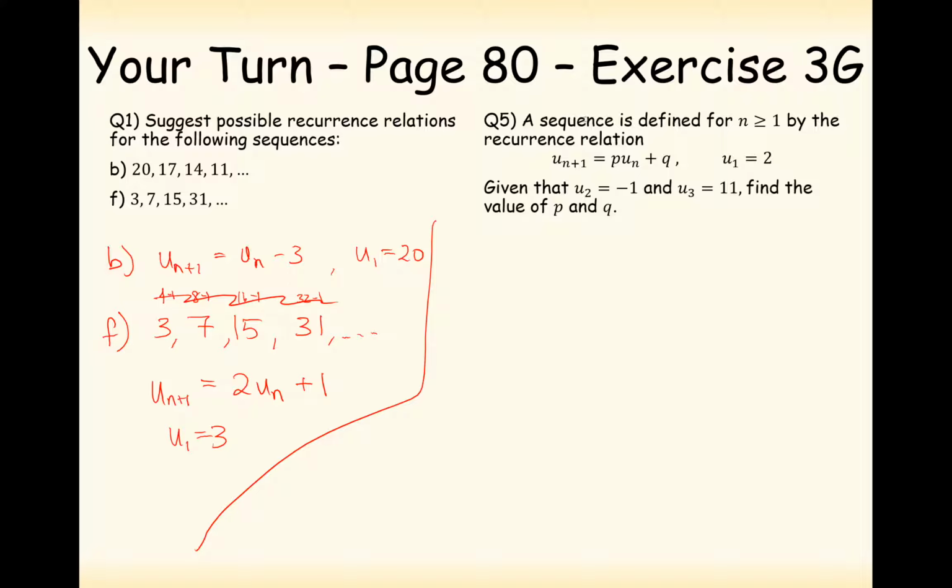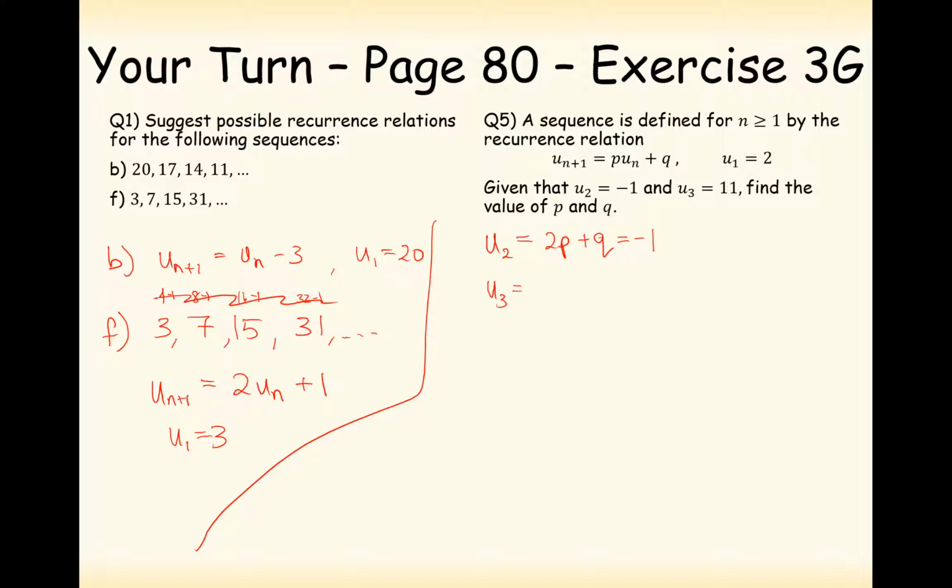Okay, so question 5 here, sequence starts with un plus 1 is equal to p un plus q starting at u1 equals 2. Given that u2 is equal to minus 1 and u3 is equal to 11, find the values of p and q. So let's go ahead and start working out what u2 is. Now, to get u2, we substitute in u1, so it's going to be 2p plus q, and this is equal to minus 1.